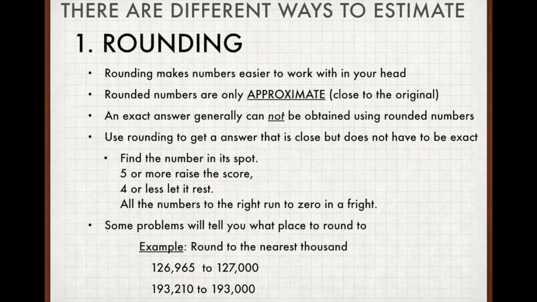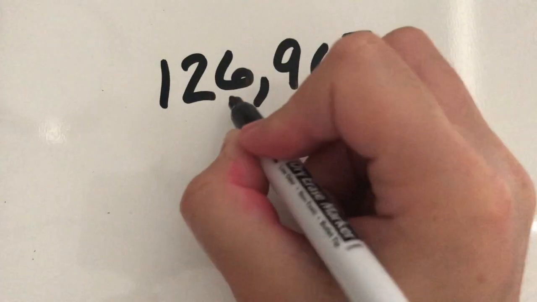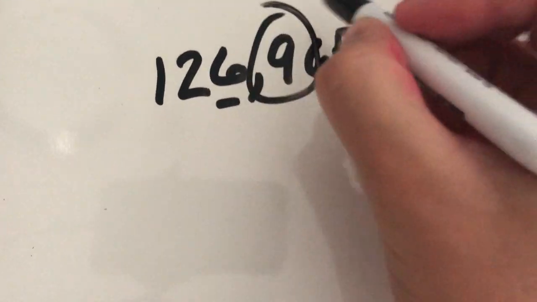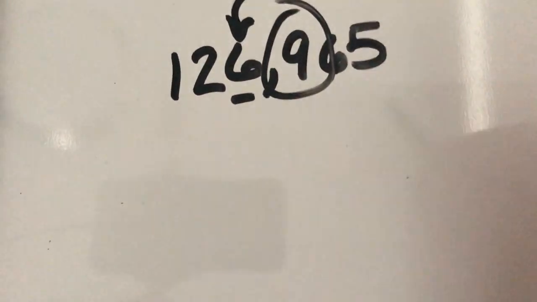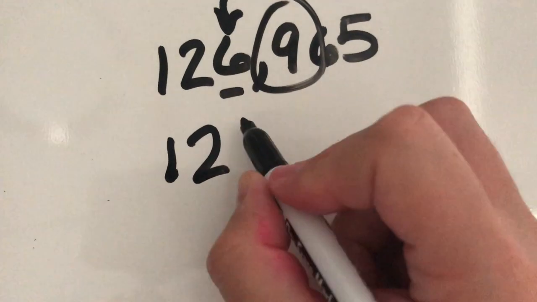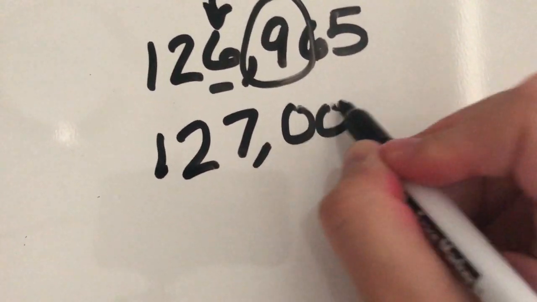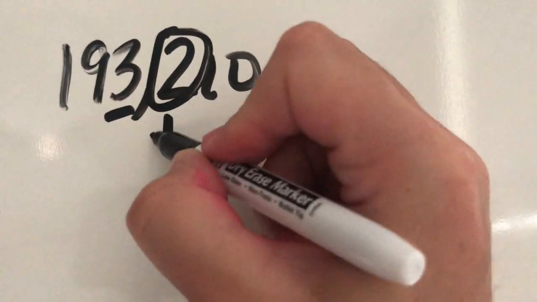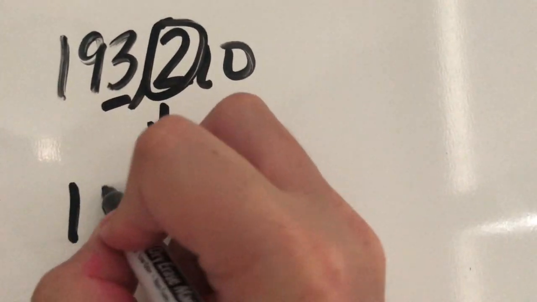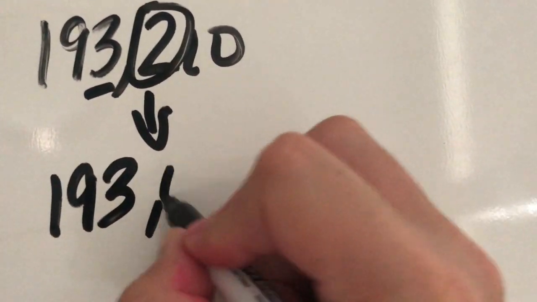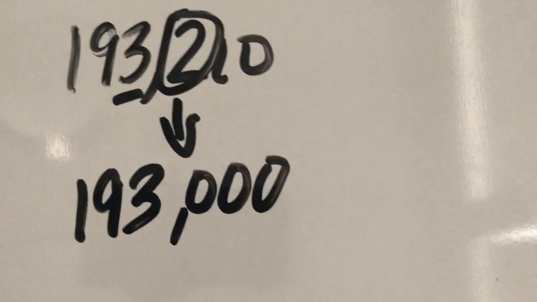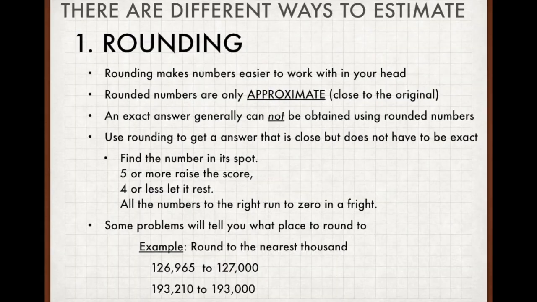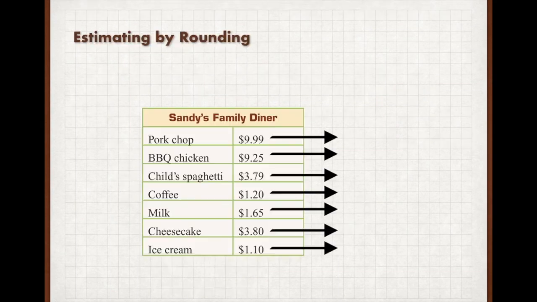126,965, if I'm rounding to the nearest thousand, I would underline the 6 and circle the 9 and round it up to 127,000. In the same way, 193,210, I would underline the 3, circle the 2. The 2 is not above 5, so I would let it rest. I would bring it down to a 0. So it would stay at 193. That is rounding.